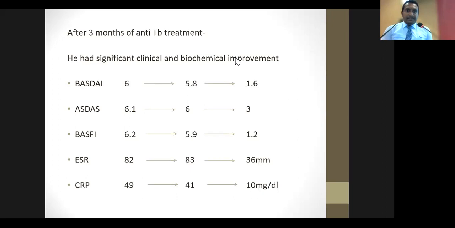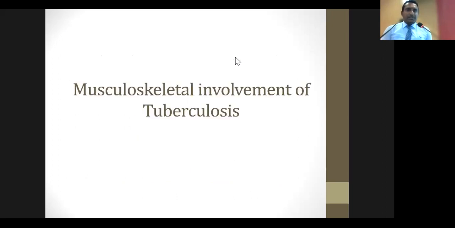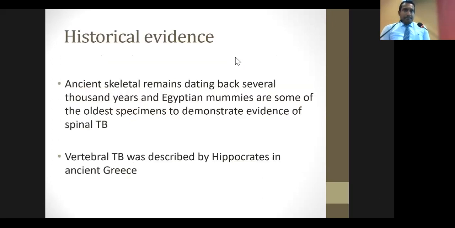So we managed this patient as TB sacroiliitis, which brings me to my presentation on musculoskeletal involvement of TB from a rheumatological point of view. So rheumatology and musculoskeletal TB is not a new thing. It actually runs way back several thousand years.